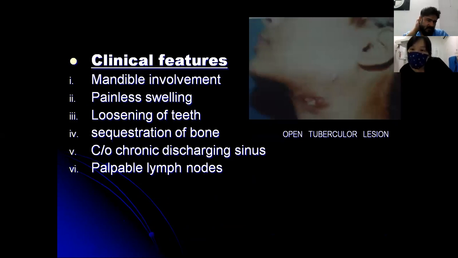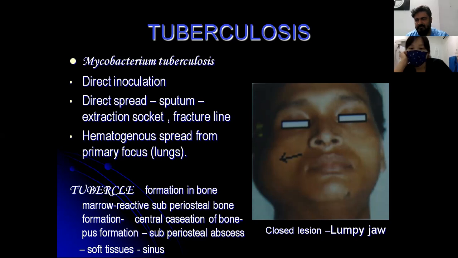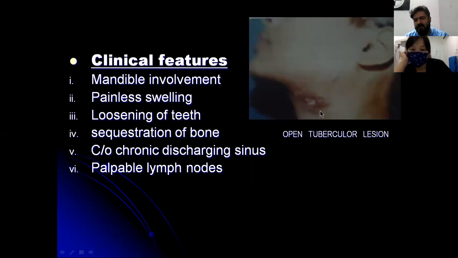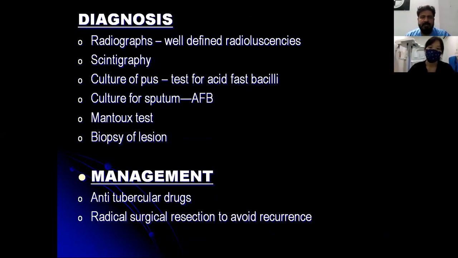In clinical features, in mandible involvement: painless swelling, loosening of teeth, sequestrum of bone, then a chronic discharging sinus. So this is an open tubercular lesion; the previous one was a closed tubercular lesion, and this one is open, with a drainage site. The lymph nodes are palpable. The diagnosis: radiograph shows well-defined radiolucencies, scintigraphy, culture of pus, test for acid-fast bacilli, culture of sputum, AFB, then Mantoux test, and then biopsy of the lesion. In management: anti-tubercular drugs, and radical surgical resection to avoid recurrence.